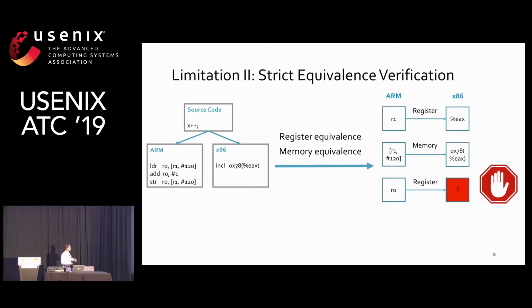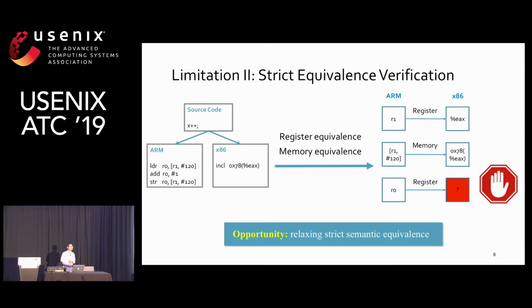For example, the ARM register R1 can be mapped to x86 register EAX. However, we cannot find an x86 register that can be used to map the ARM register R0. So this translation rule will be considered as inequivalent and will have to be discarded. But this provides us an opportunity to harvest more translation rules by relaxing the strict semantic equivalence verification.